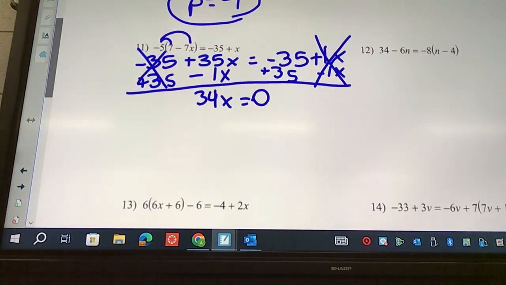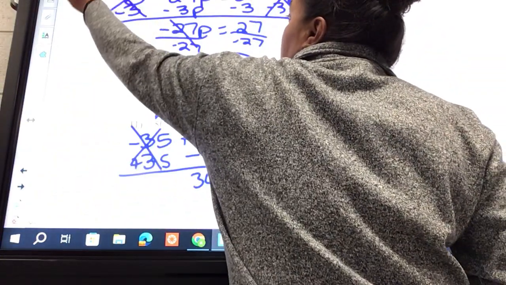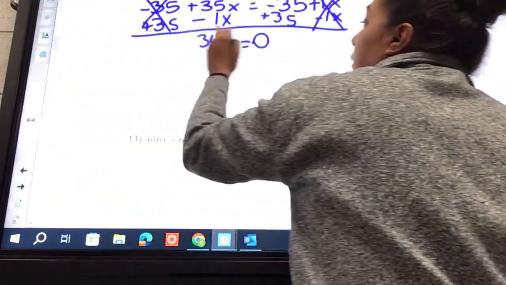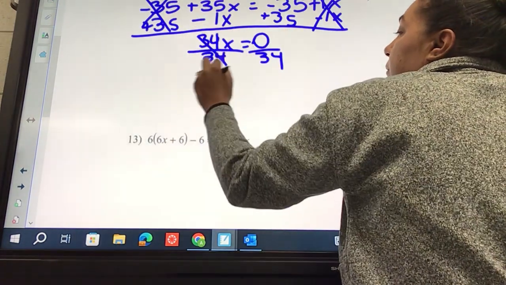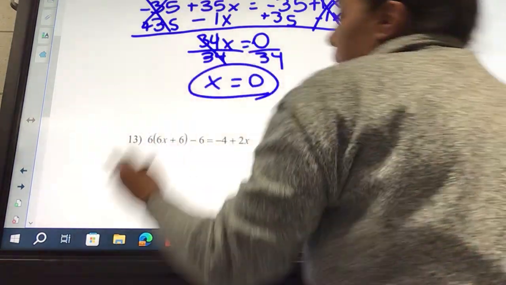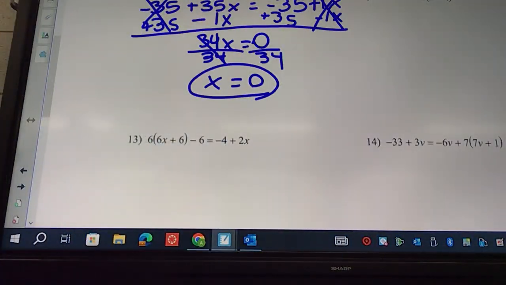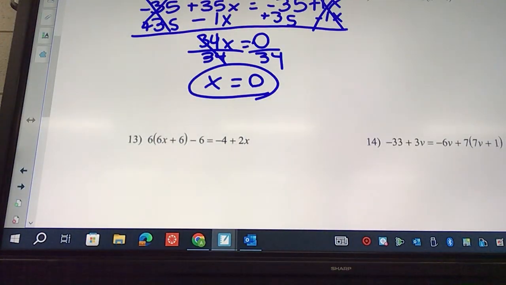And our last step is to do what? Divide. And what are you going to get for x? 0. You got 2 left.